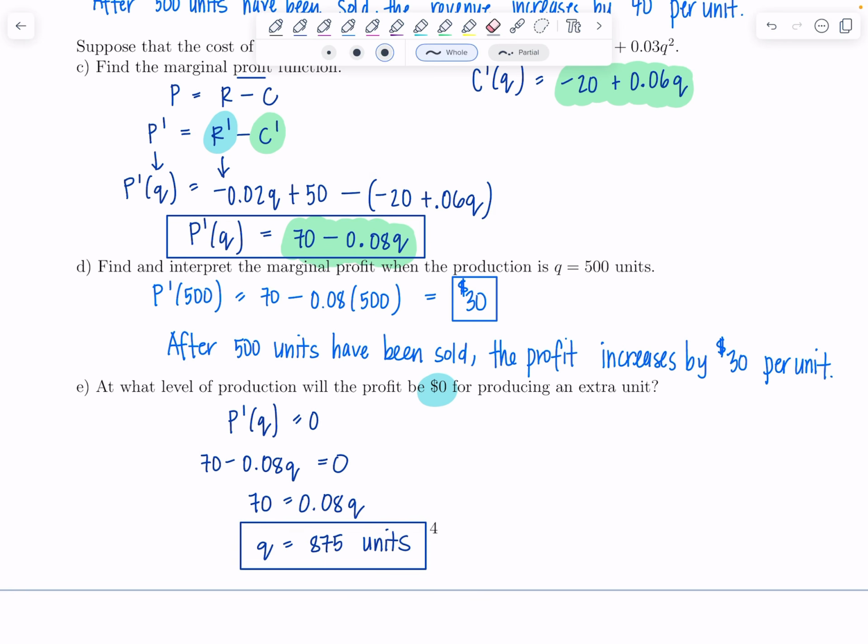Oh, so when you're doing marginal analysis, it can be very helpful in determining for a business what level of production maximizes their revenue, maximizes their profit, etc., etc. So that concludes the lesson.